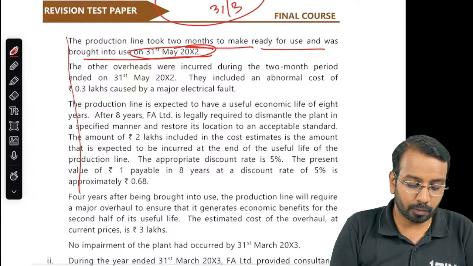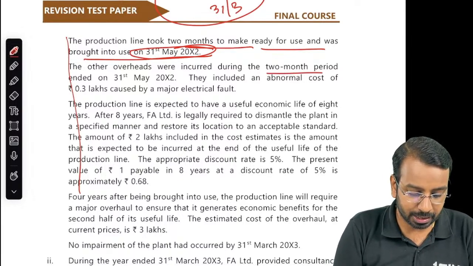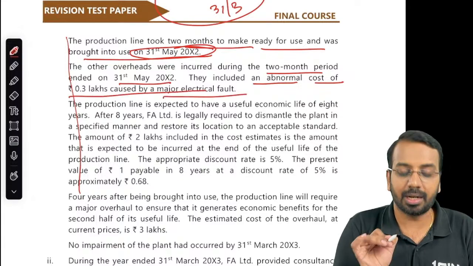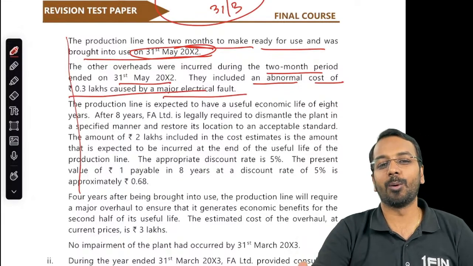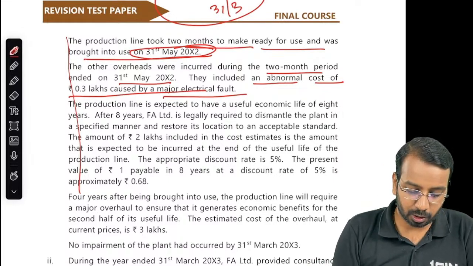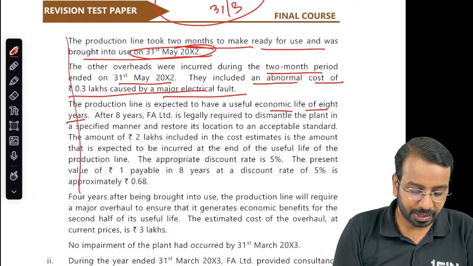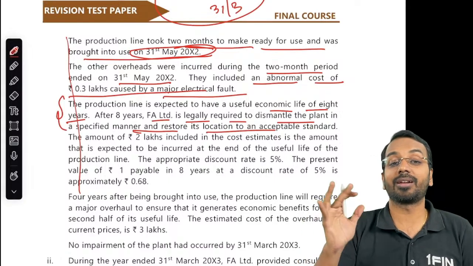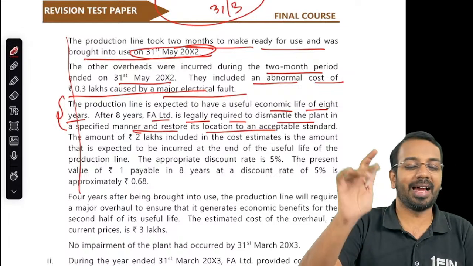Then other overheads were incurred during the 2-month period ended 31st May. They included an abnormal cost of 0.3 lakhs caused by major electrical fault. And we know that abnormal cost we should not consider. Okay, done. Production line is expected to have an economic life of 8 years. After 8 years, FL Limited is legally required to dismantle the plant in the specified manner and restore its location. These are basically your restoration related cost. What do we do? Present value will add it to the cost.